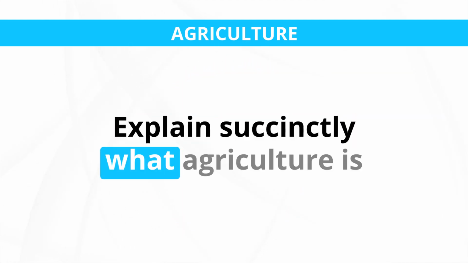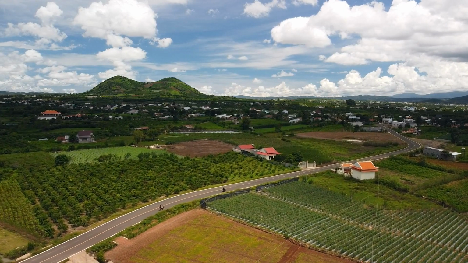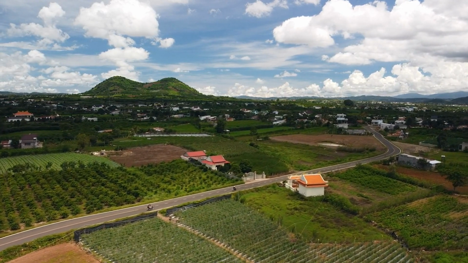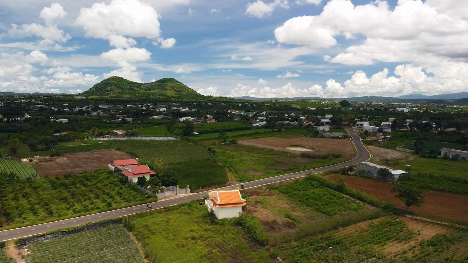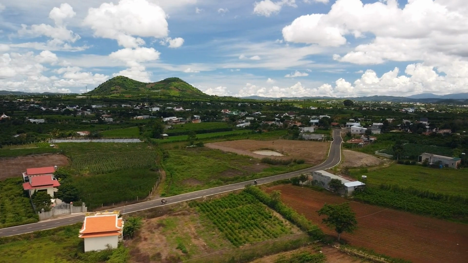Explain succinctly what agriculture is from first principles. Agriculture is the growing and management of crops and animals by humans to produce food and other commodities. So for example, we grow maize, wheat, rice, oil palm, and other crops. And we also manage cows, pigs, sheep on our land.